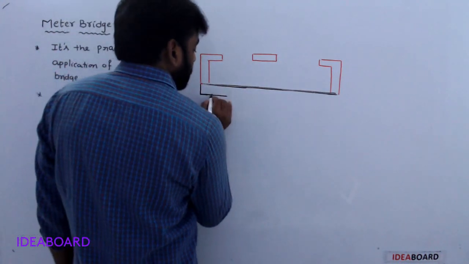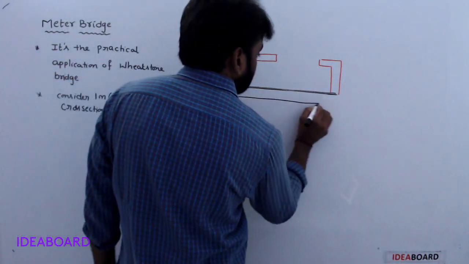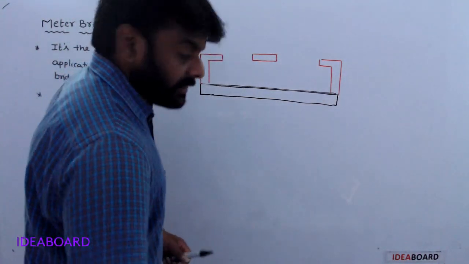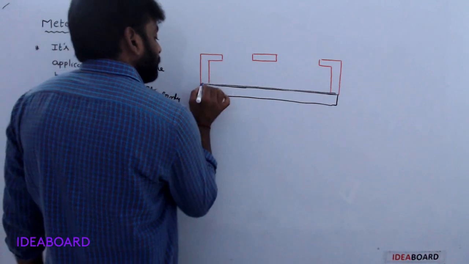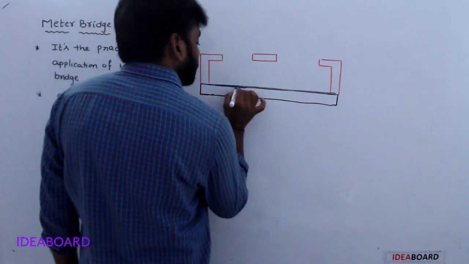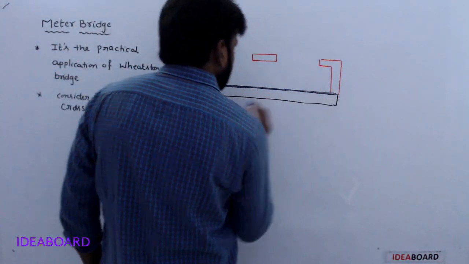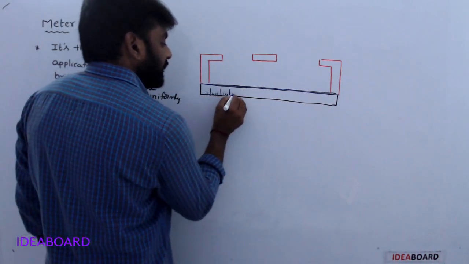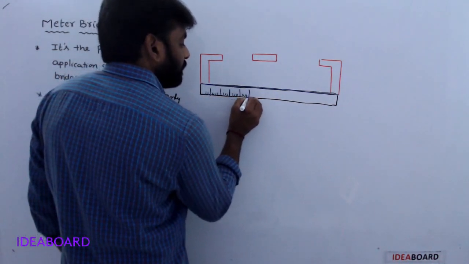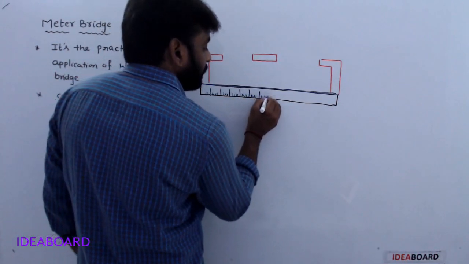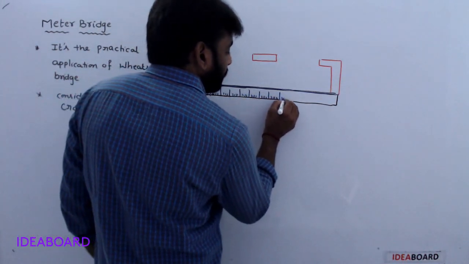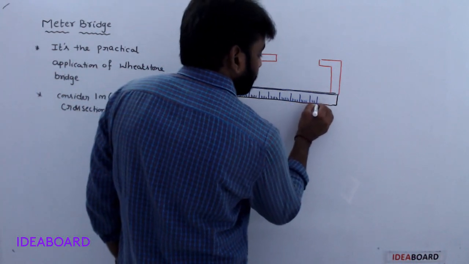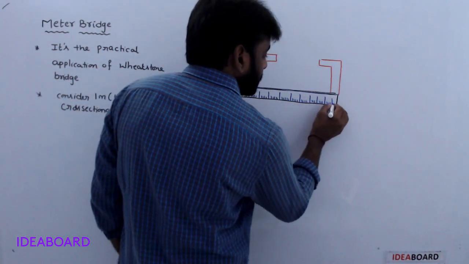Here, this is the meter scale. This is the wire, a 1 meter wire. Now, this one is the meter scale.